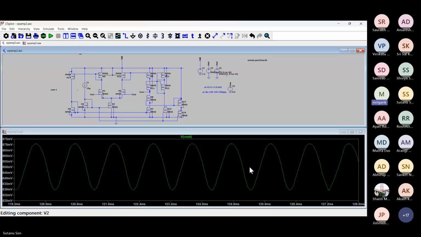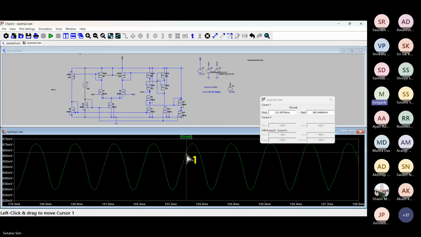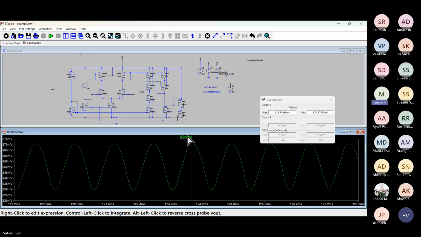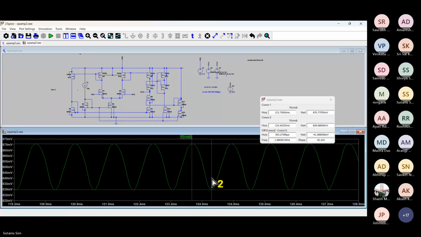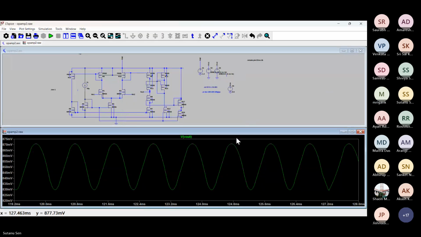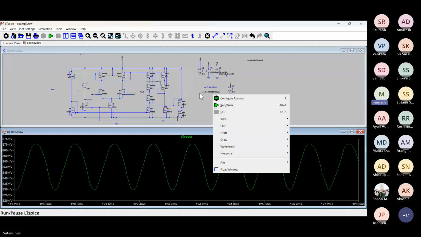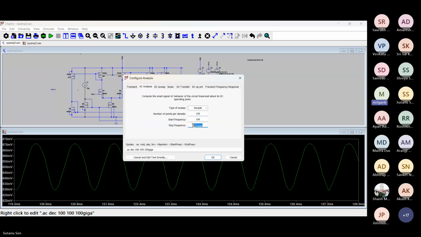830 to 870. That means just around 40 millivolt. So 400 gain you are getting. 400 is not bad, but you can improve. What is the AC analysis plot? 400 means the gain of the individual stages is poor, or basically the cascode stage you need to improve the gain, gm you need to improve.